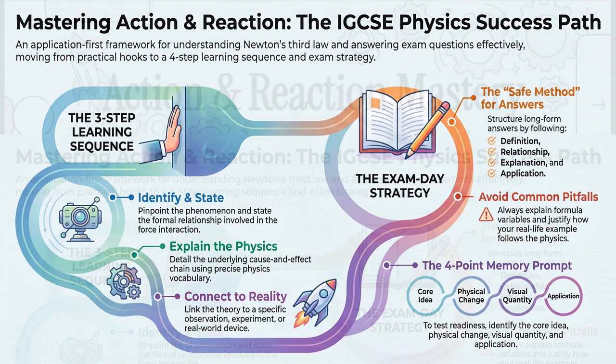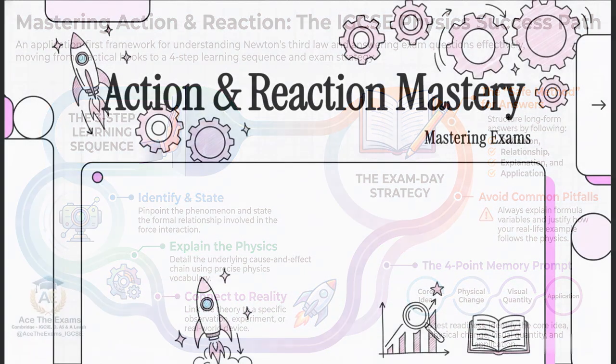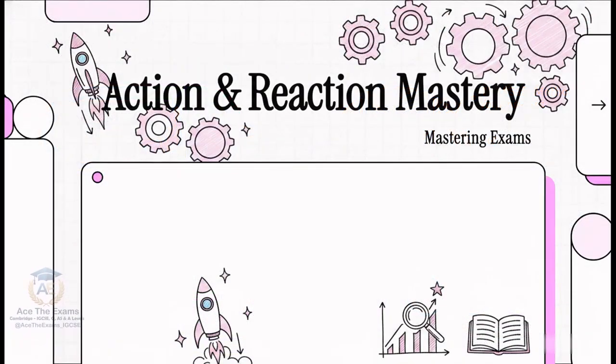Today's mission, exam extraction. You are going behind enemy lines into a hostile Cambridge physics past paper, specifically syllabus code 0625. Your objective is simple but highly demanding. Extract maximum marks in 20 minutes or less.